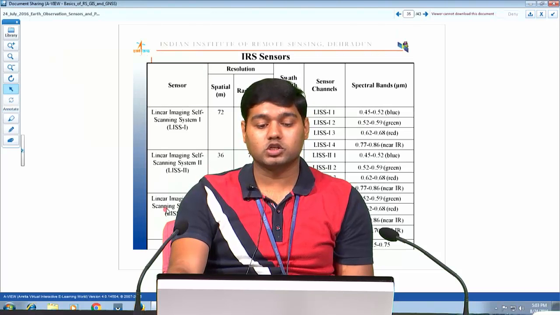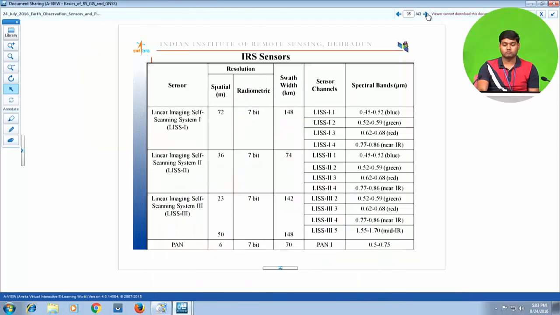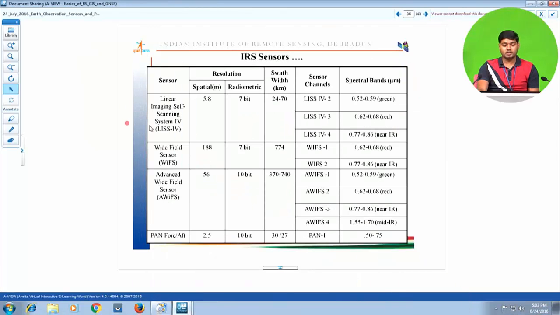Then these are the specifications of your previous IRS series. I told you it started with 72 meter resolution. Then the panchromatic sensors in IRS 1C and 1D have 6 meter spatial resolution. Then LISS 4 and LISS 3 with ResourceSat 1 have 5.8 meter. Now you can see here it is 7 bit radiometric resolution. The higher the radiometric resolution, the better you will be able to differentiate fine energy levels recorded by the sensor.